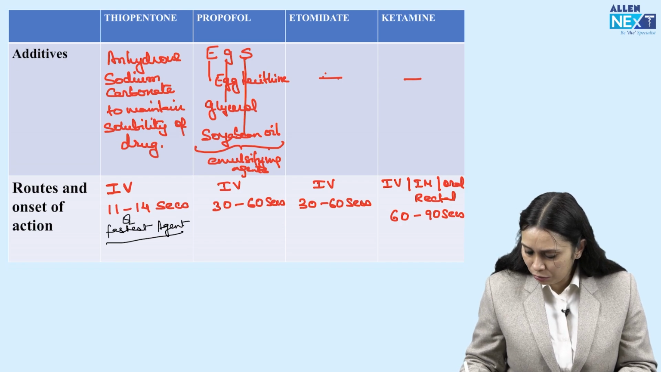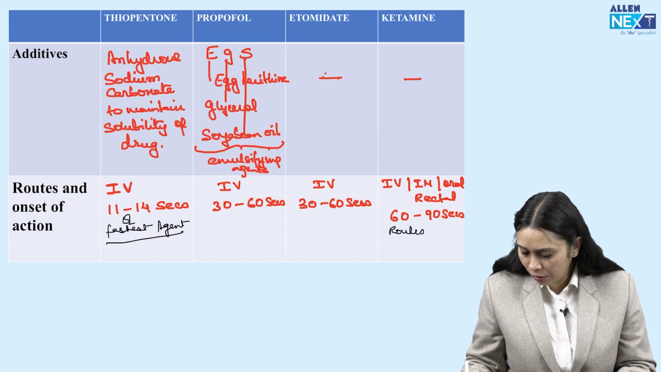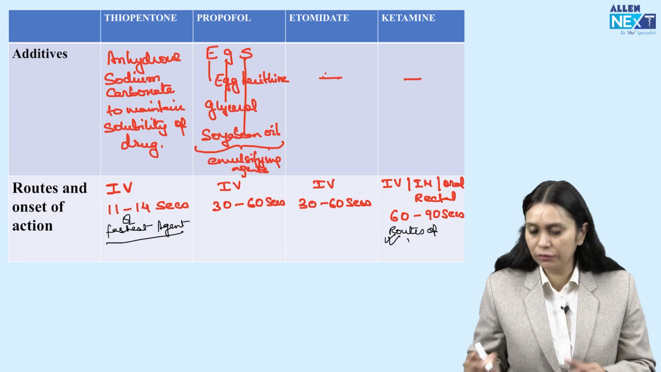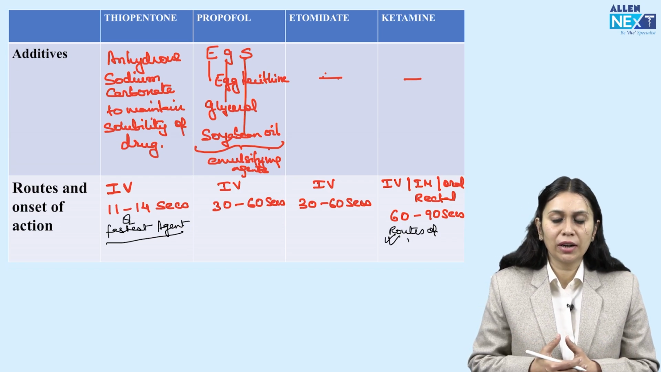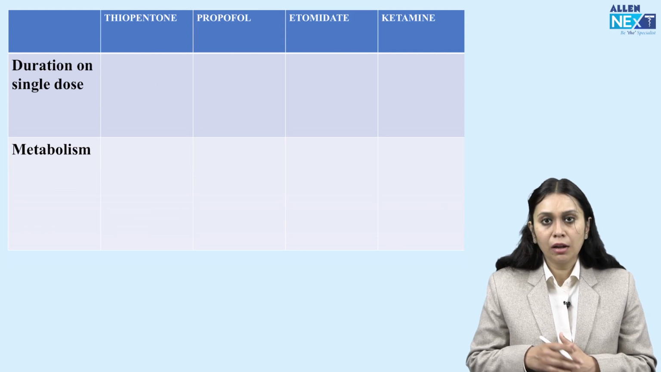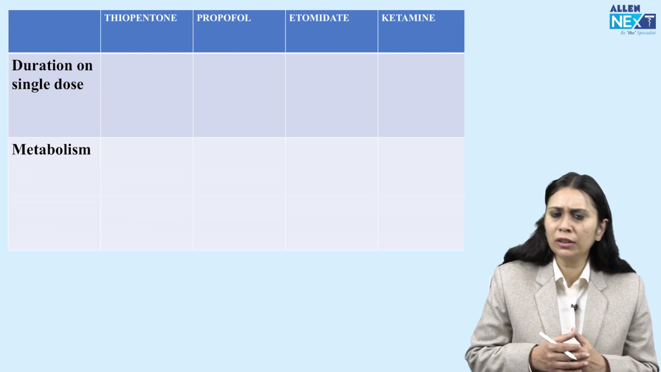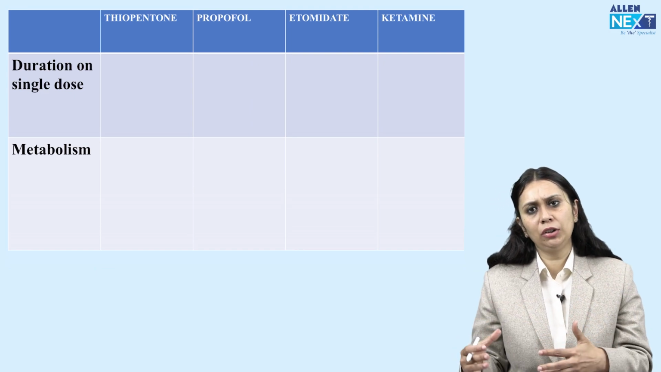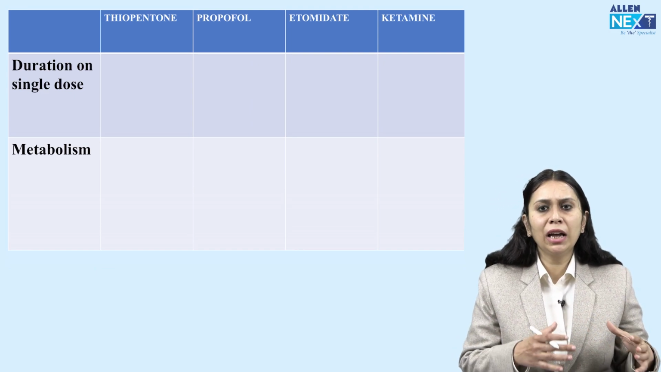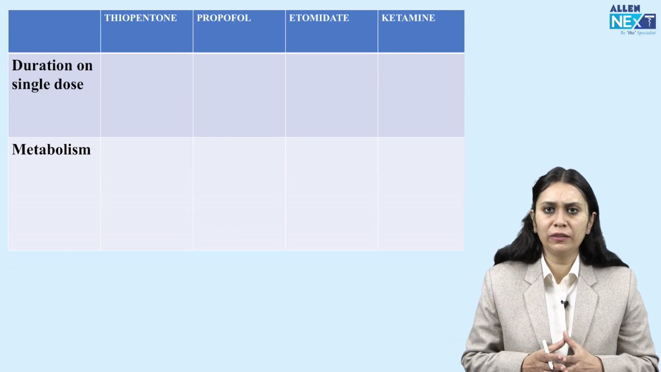So routes of ketamine has been asked very frequently in exam. Okay. So this is routes and the onset of action. Now duration of action. Duration on single dose. I talked in the introduction that for induction we give a dose, patient becomes unconscious, and for maintenance we have to give a continuous infusion of IV anesthetic agent.